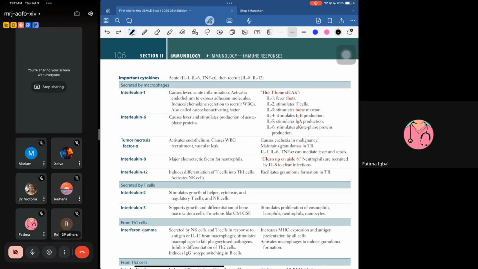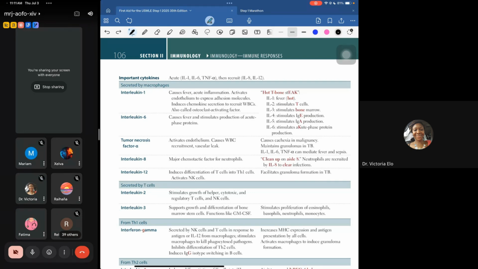Now, TNF alpha, the most important cytokine. Why is it so important? Anyone? I think it protects the granuloma from breaking down. Yeah, that is correct.